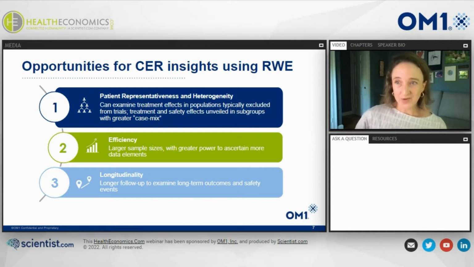Last aspect here is longitudinality. So this refers to the ability to examine treatment and safety effects over time. So there's lots of data out there on the average duration of clinical trials because of the intense resources that are required to maintain such trials over time. RWD designs are really an opportunity here to look at heterogeneity even in treatment effects and safety effects over time.